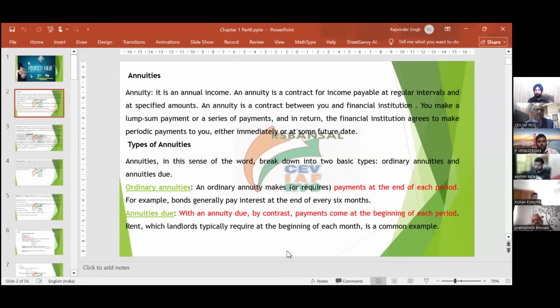Next topic, as Sandeep ji has said, is mathematics of valuation. In this mathematics of valuation, we will learn certain formulas which are important for our valuation profession, as well as very important from our examination point of view. So the first thing you have to understand is what is annuity.